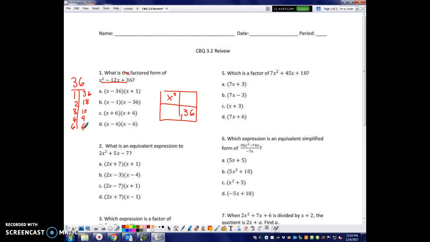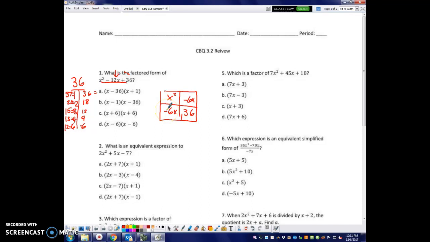Okay, add them all up. Well, let's do it on the side. 37, 2 and 18 make 20, 3 and 12 make 15, 4 and 9 make 13, 6 and 6 makes 12. What do we need? We need 12, okay? But we actually need a negative 12, so negative 6's, okay? So we have negative 6x minus 6x. That does make negative 12.